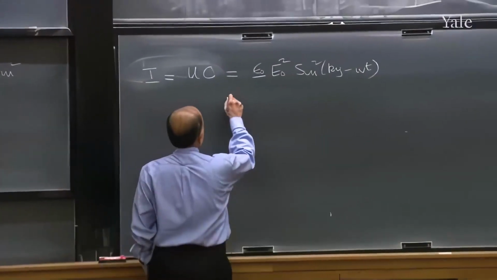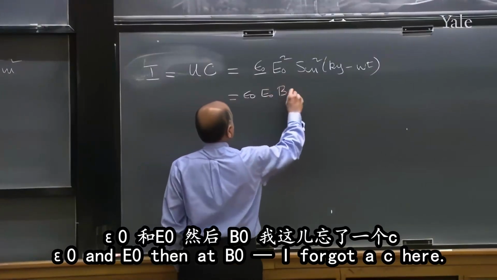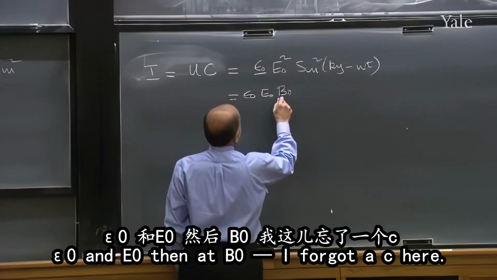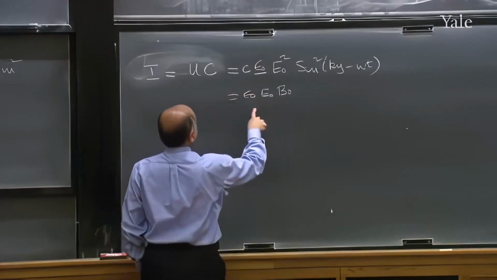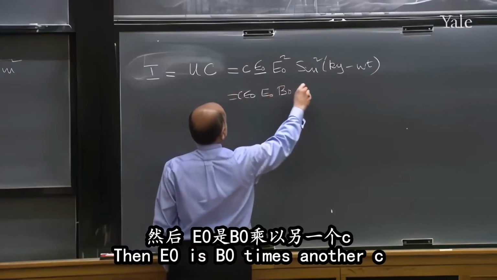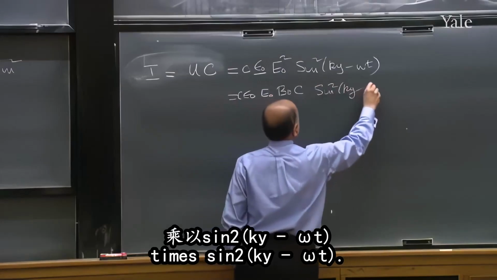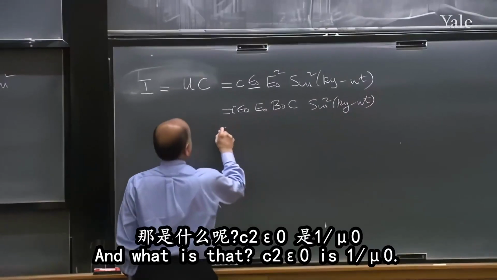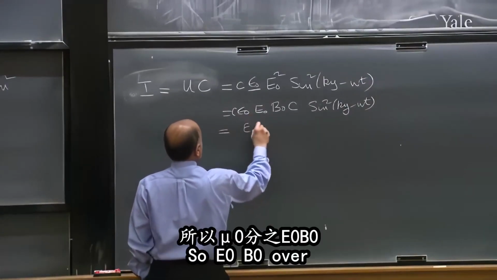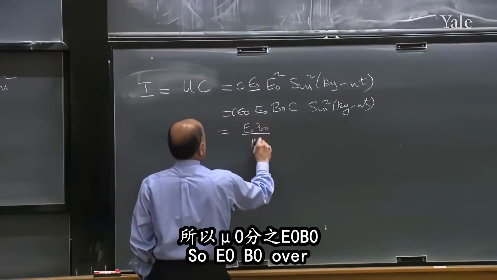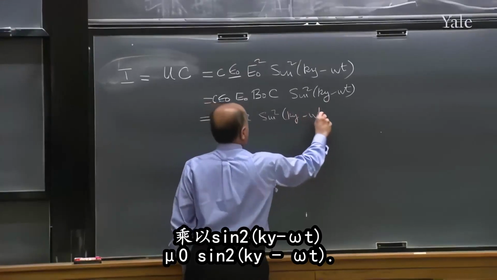Now I'm going to write it as follows. Epsilon 0 and E0, then a B0. I forgot a c here. You realize that? That's another c. Then E0 is B0 times another c, times sine squared ky minus omega t. And what is that? c squared epsilon 0 is 1 over mu 0. So E0 B0 over mu 0 sine squared ky minus omega t.